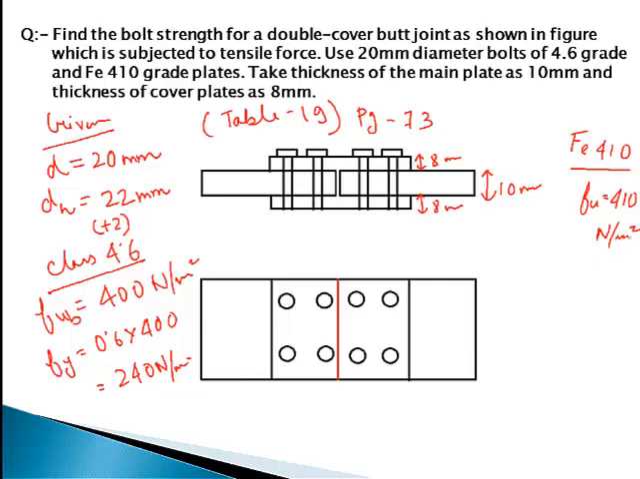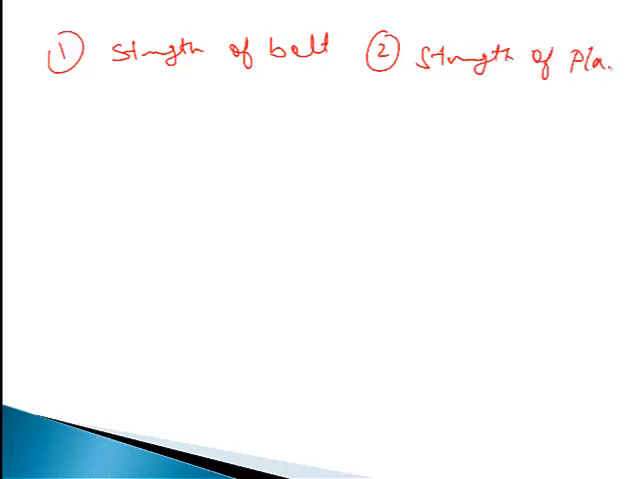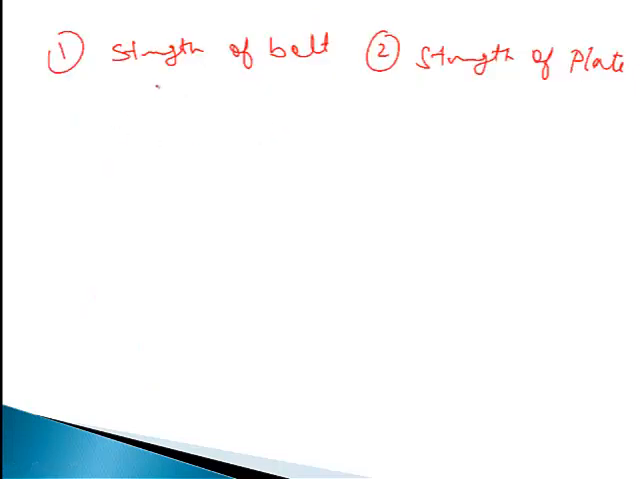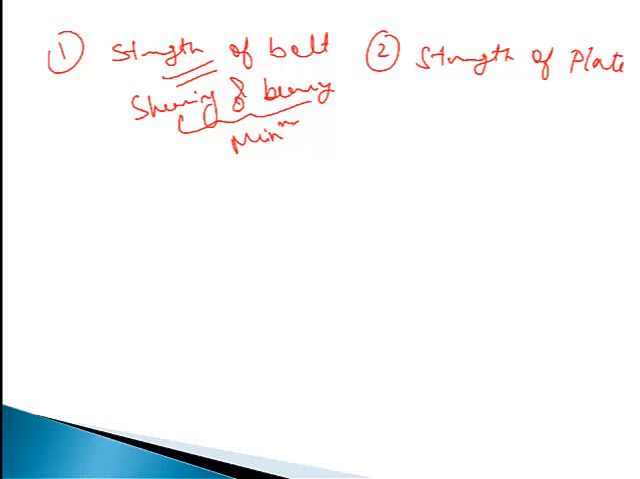Okay, so how to approach? We'll find out two things: strength of bolt and strength of plate. If you have to find the design strength, but in the question what is given, find the bolt strength. Bolt strength means we will find out only shearing and bearing. The minimum of these two will be the strength of bolt, but we will find out everything, the strength of plate also, so that it is easier for you. But in the question it is given as only strength of bolt. So let us start with the shearing part.